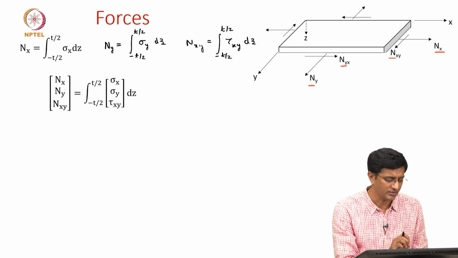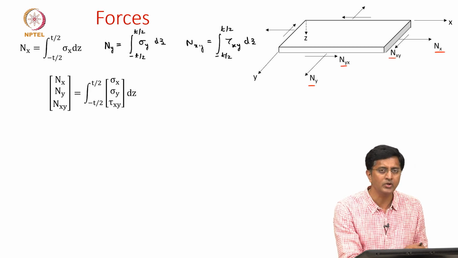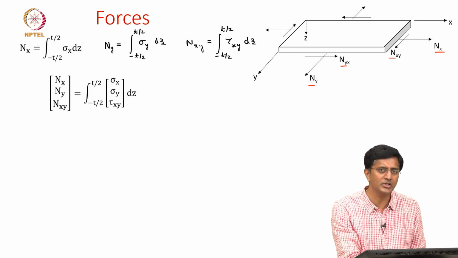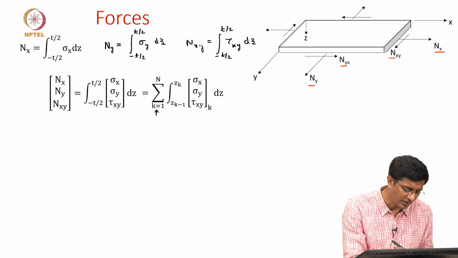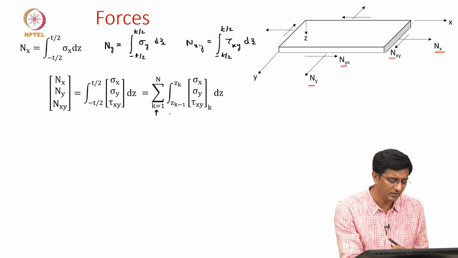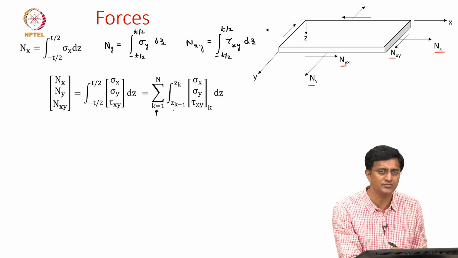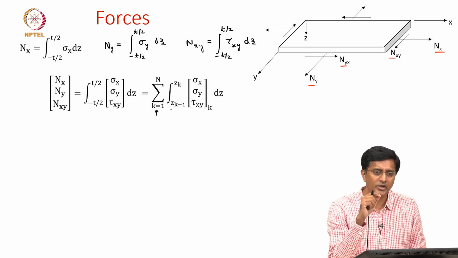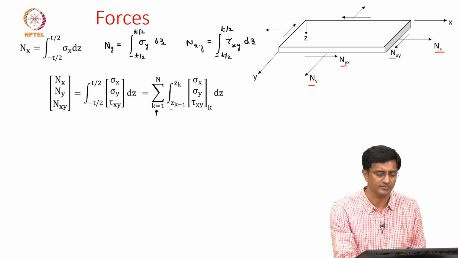Now let's see how we can introduce the number of layers. So here, instead of going from minus t by 2 to t by 2, I can write it as a summation over the number of layers, and in each layer individually I'll write this integral. So this summation should take care of the number of layers going from 1 to n, and in each layer we again apply this integral, but this time instead of writing in terms of t by 2, we'll write it in terms of z, because as we have just shown, for each layer the top will be zk minus 1 and the bottom of the same layer will be zk.